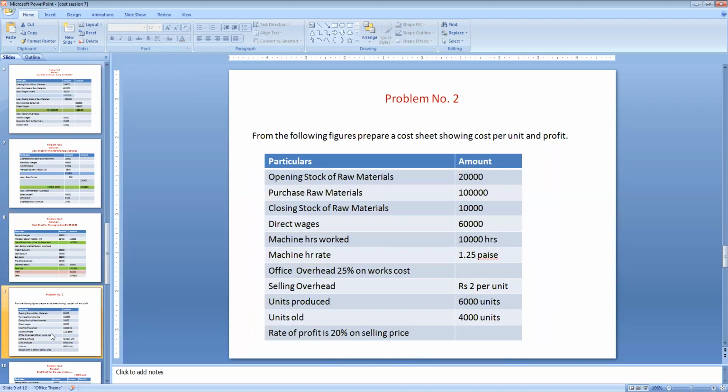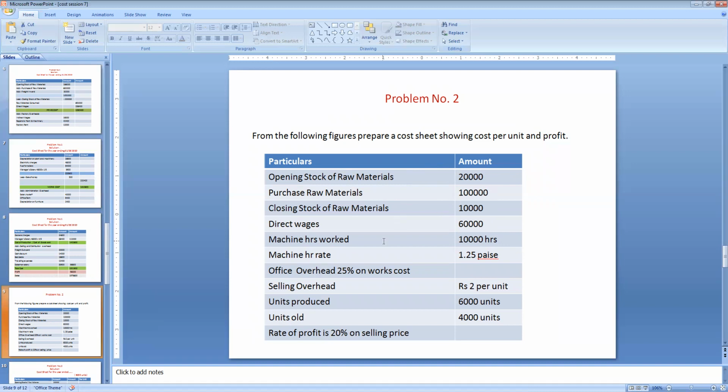And the next, here one more question is given. From the following figures, prepare a cost sheet showing cost per unit and profit. Here, not only the values but also per unit has to be shown. This is the information that opening stock of raw materials is 20,000, purchase of raw materials 1 lakh, closing stock of materials is 10,000. Because it belongs to the direct materials item, it has to be shown in the prime cost. Next is direct wages 60,000. Again, it is a prime cost item, has to be shown there.